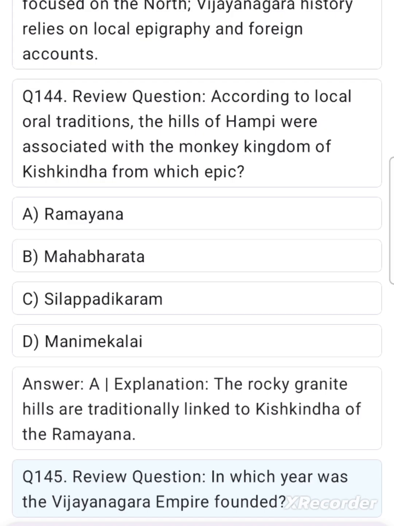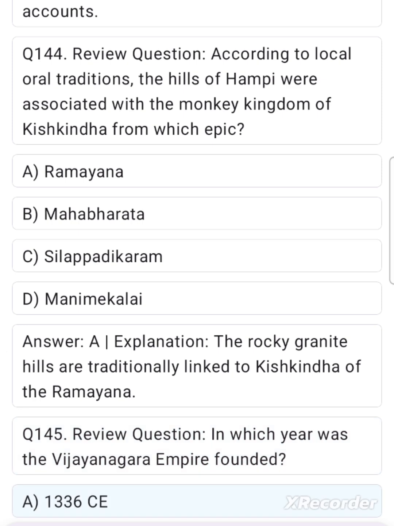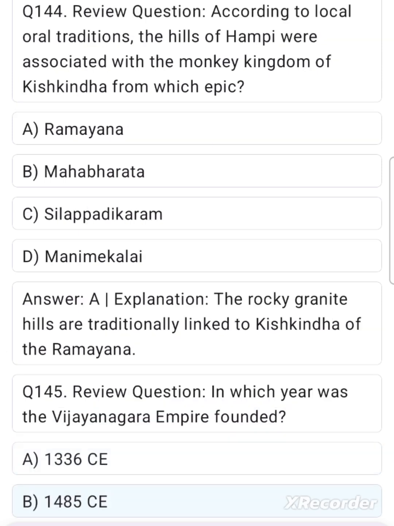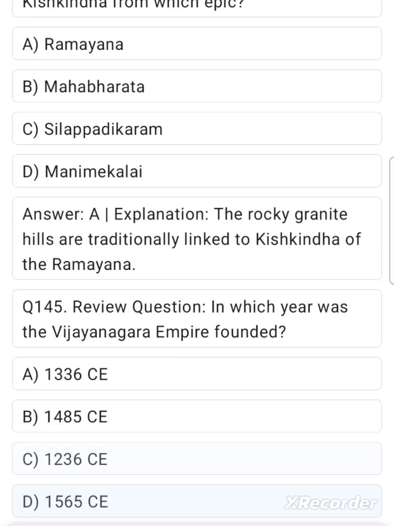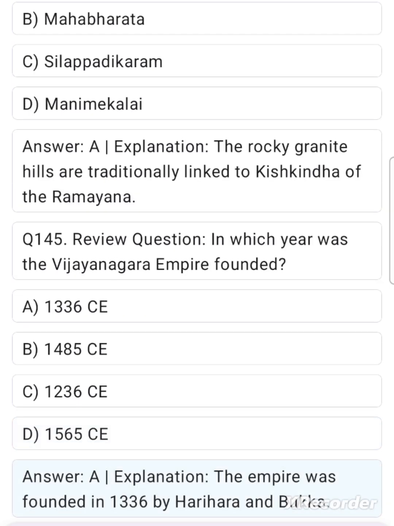Q 145. Review question. In which year was the Vijayanagara Empire founded? A. 1336 CE. B. 1485 CE. C. 1236 CE. D. 1565 CE. Answer: A. Explanation: The empire was founded in 1336 by Harihara and Bukka.